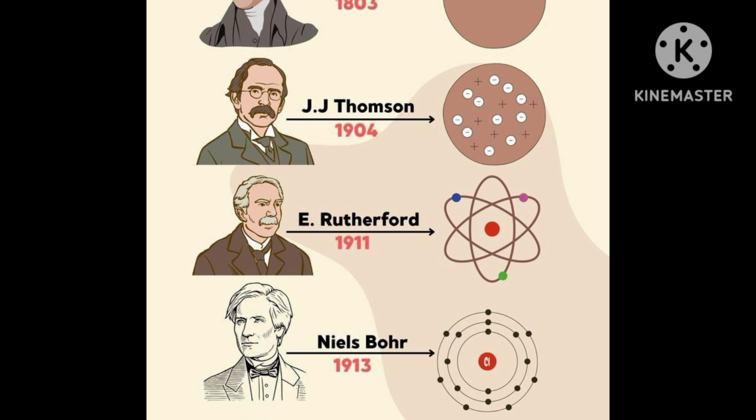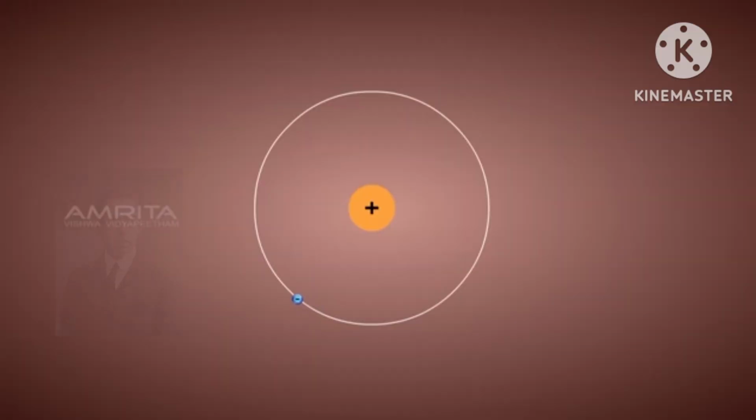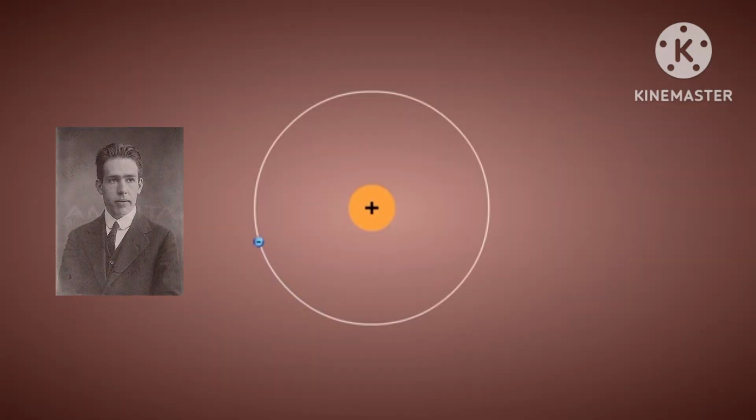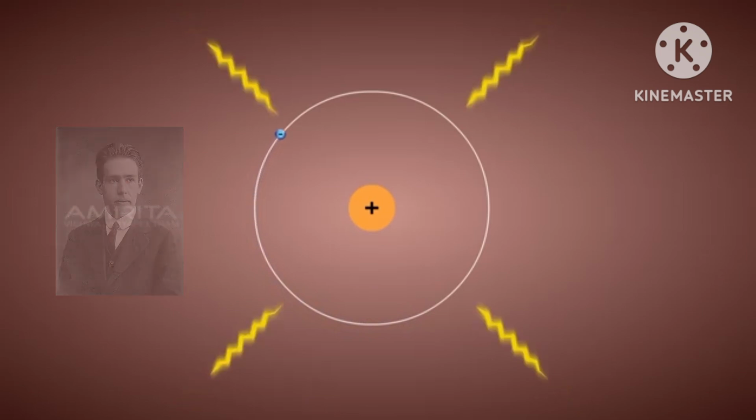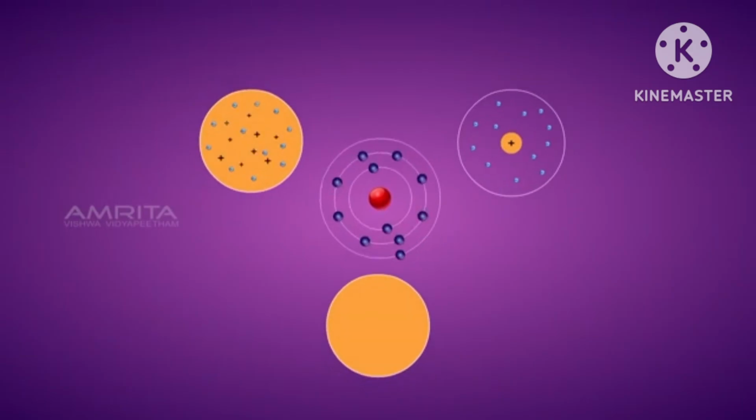But there was a problem with this. The motion of electrons in Rutherford model was unstable because any charged particle moving in a circular path emits electromagnetic radiation. Thus, electrons would lose energy and fall into the nucleus, making the atom highly unstable. Then, which would be a better model of an atom?